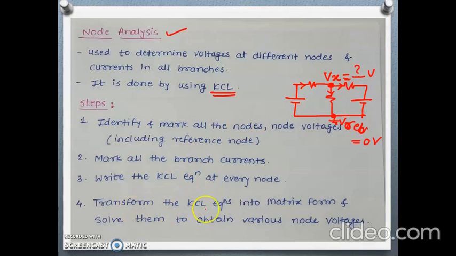And then transform this KCL equation into matrix form and solve them to obtain the various node voltages. We can solve these KCL equations with our ordinary method, or also with the help of the matrix method. Okay, these are the steps we are going to follow. So let's see a problem.